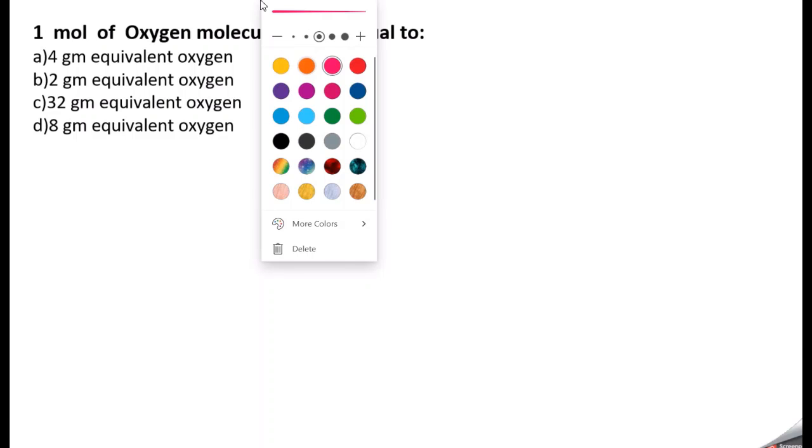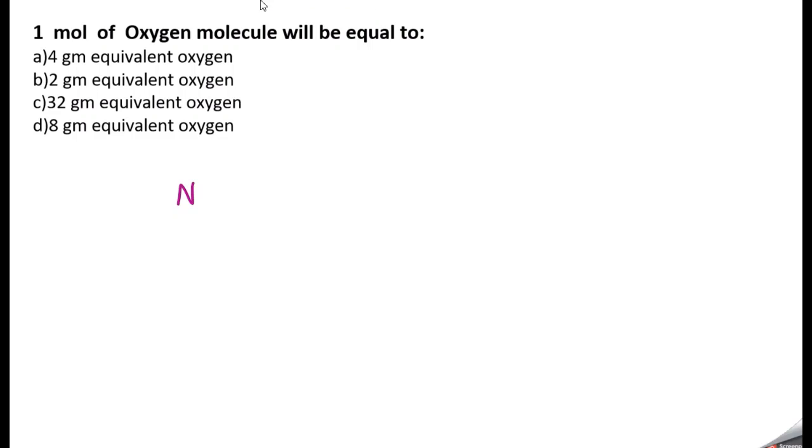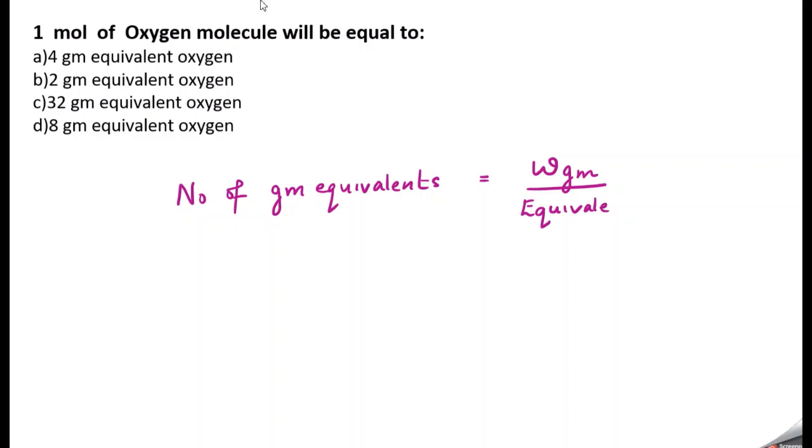So I can say number of gram equivalents is equal to weight in gram divided by equivalent mass. Correct.